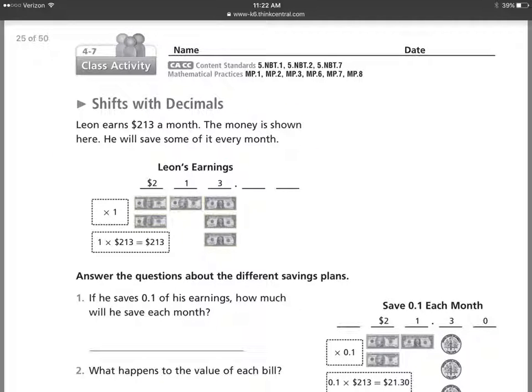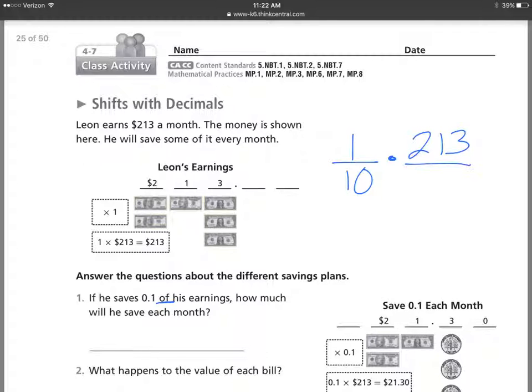Question 1, however, states that if he saves 1/10 of his earnings, this is equal to 1/10, how much will he save each month? Well, because we know that decimals are related to fractions, there's a couple of ways that we could solve this. As soon as I said 1/10, my immediate thought was to write down 1/10. And I said the word of. He saves 1/10 of his earnings. And I know that of means multiply, so I could simply write this as a fraction problem, 1/10 of 213.